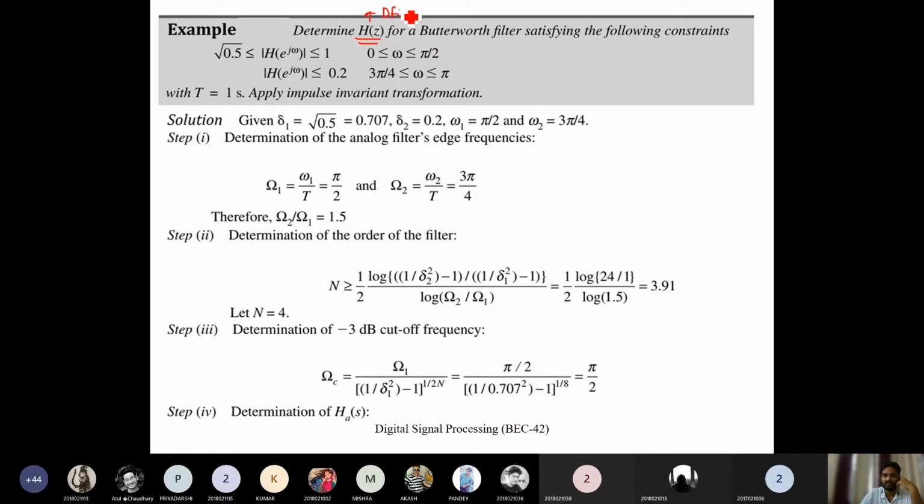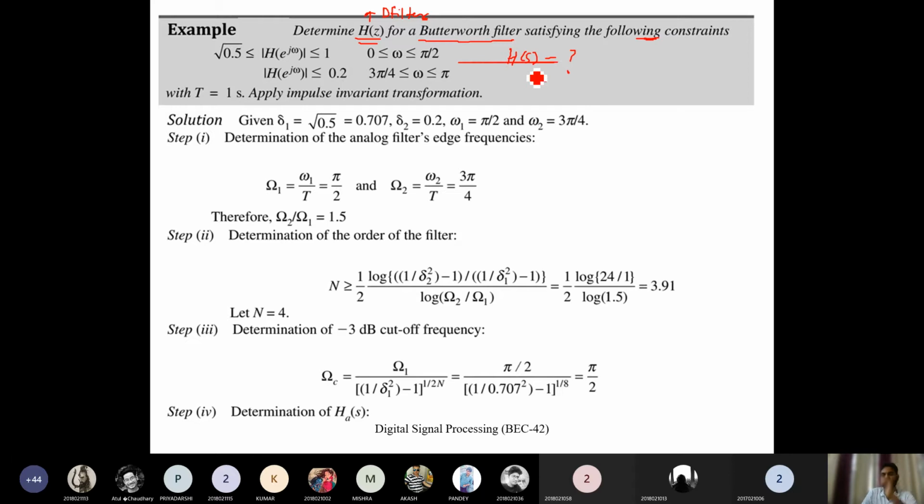Okay, so we need to find out the digital filter for a Butterworth filter satisfying the following constraints. So we need to design a digital filter by using the Butterworth method. That filter is satisfying the following constraints. So the following conditions are given, and with respect to that, we need to find out the digital filter. So here the analog filter is also not given. Okay, so H of s is not given.